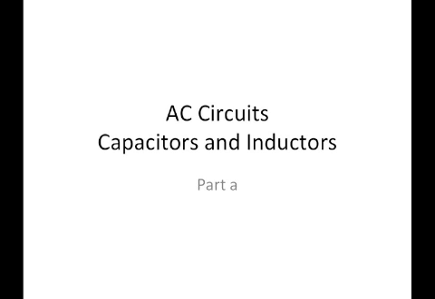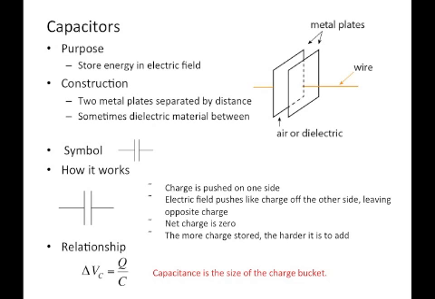So we described ohmic materials as those that obey Ohm's law: delta V equals the current times the resistance. And so the capacitor and inductor are going to be our first two elements that don't obey this rule. So let's look at a little bit about the capacitors and inductors and the physics behind them.